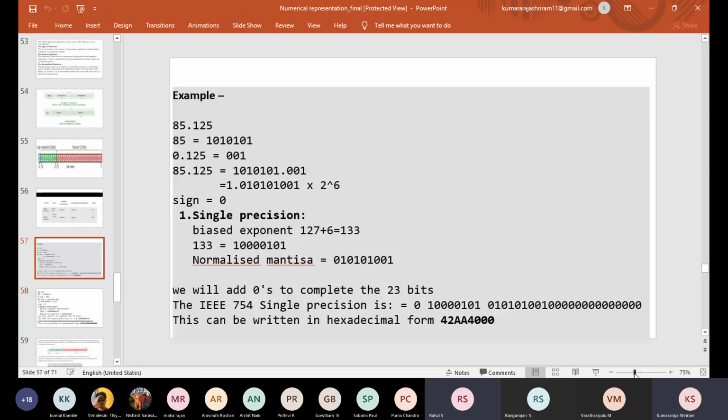Take the example of 85.125. Here we will take a number and convert it into a single precision number. Archit has explained how to convert a number into binary. So 85 is represented as 1010101 and 0.125 is 001. When we combine both, we get 1.010101001 into 2 power 6. Since 85.125 is positive, the sign will be 0.